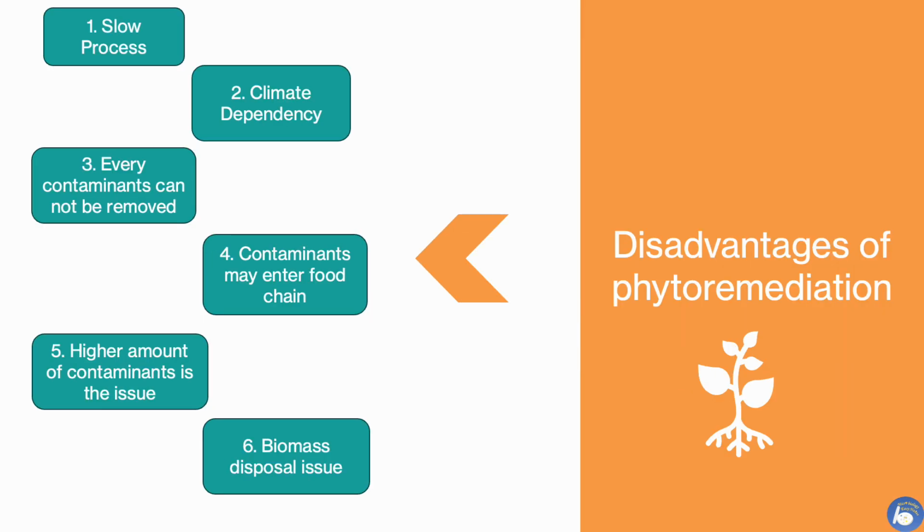Disadvantages of phytoremediation: it is a slow process that requires months or years for cleanup. Phytoremediation is a climate-dependent process because plant growth depends on weather and seasons. Phytoremediation is not effective for all pollutants, as some toxic chemicals cannot be treated efficiently. The fear that contaminants can enter the food chain is always there because animals may consume contaminated plants. After the remediation process, plants require safe disposal, otherwise they can further contaminate other sites.